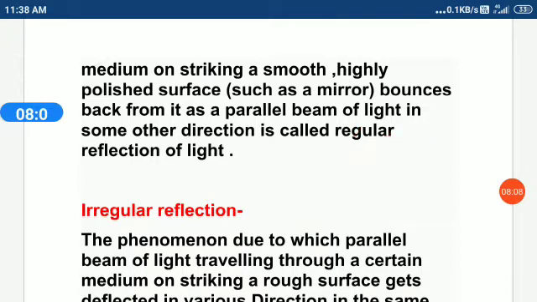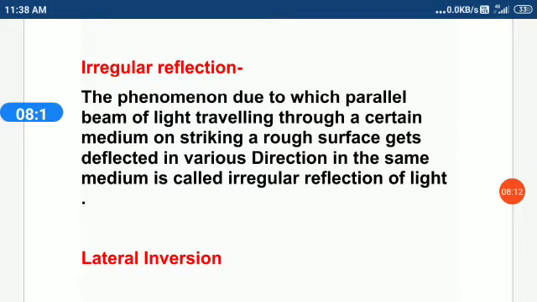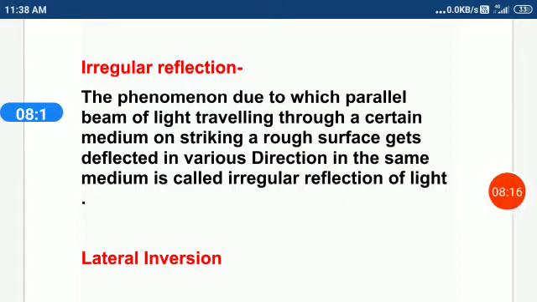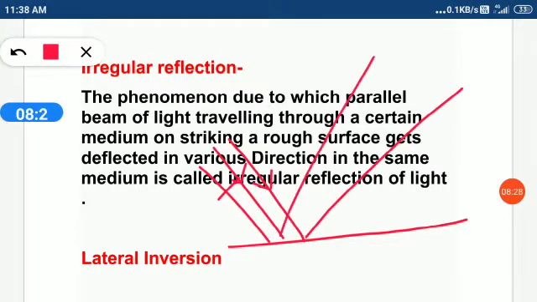But irregular reflection is just the opposite of it. The phenomenon due to which a parallel beam of light traveling through a certain medium, on striking a rough surface, gets deflected in various directions in the same medium, is called irregular reflection. Suppose this is a surface, and here a parallel beam is falling, and it will go in different directions irregularly. This is called irregular reflection.